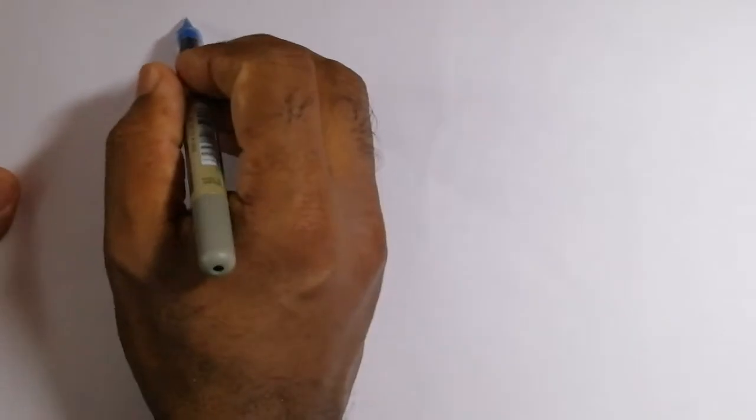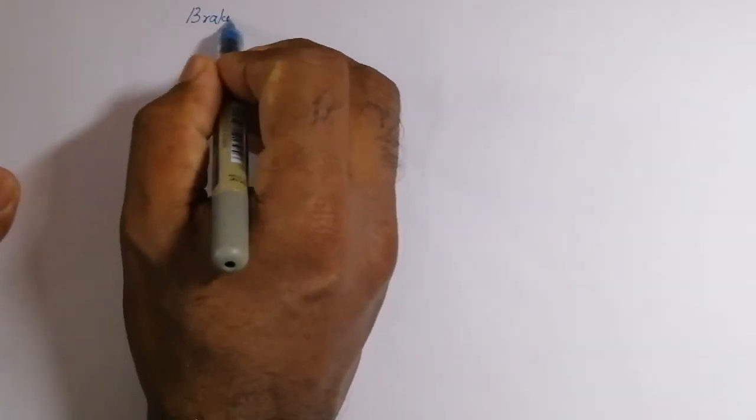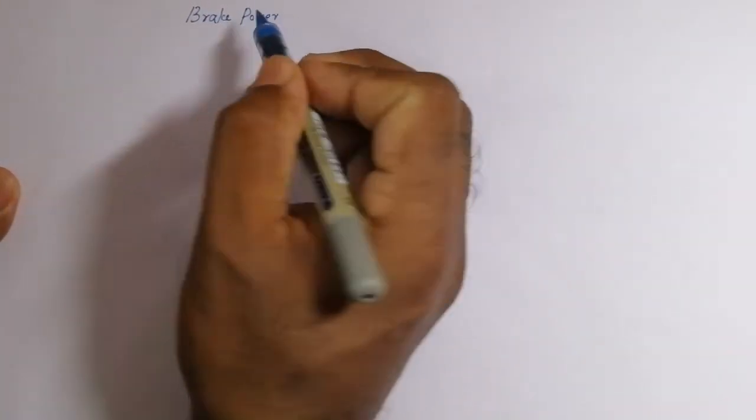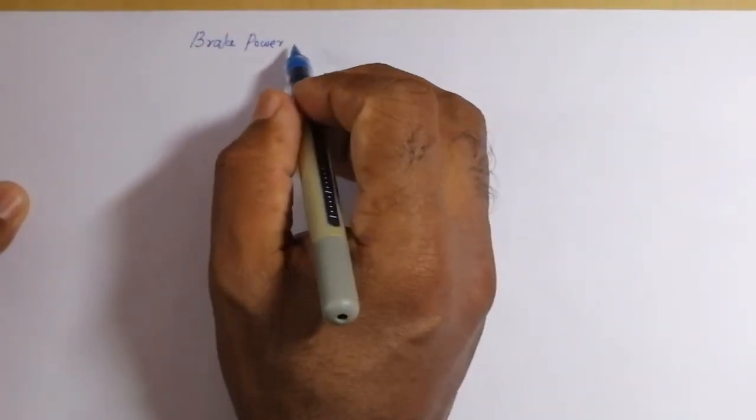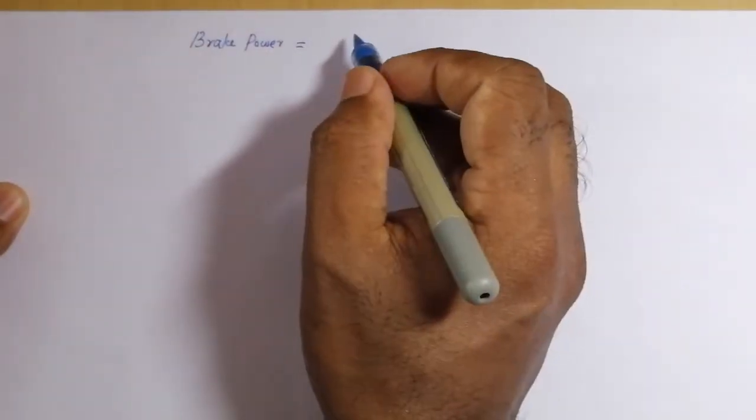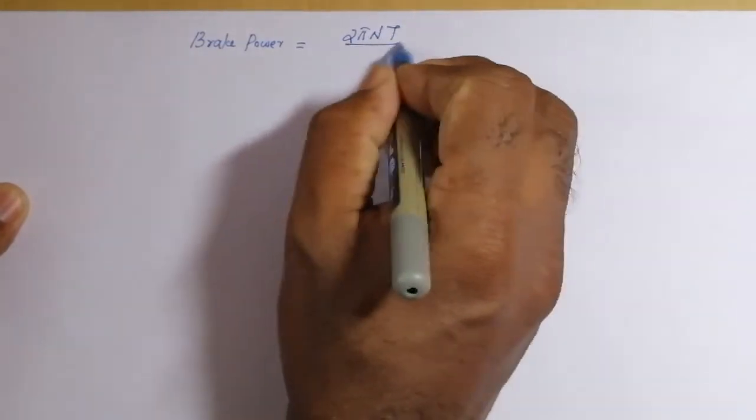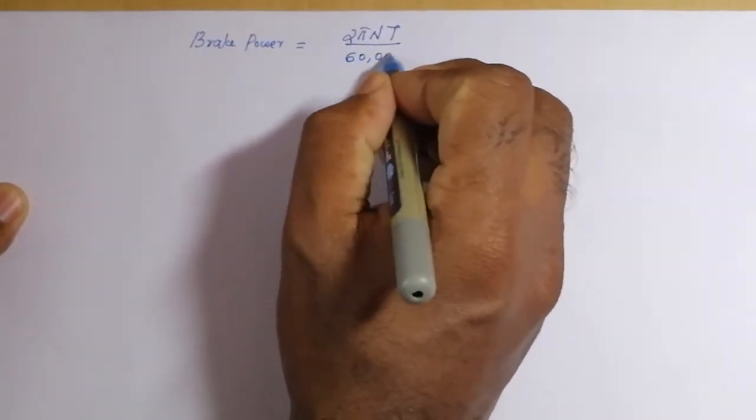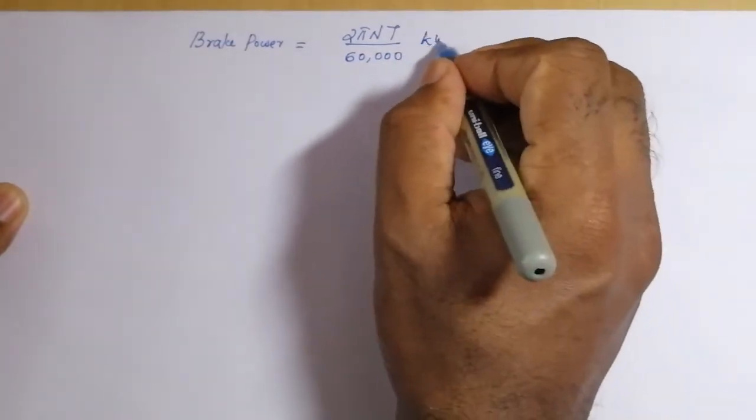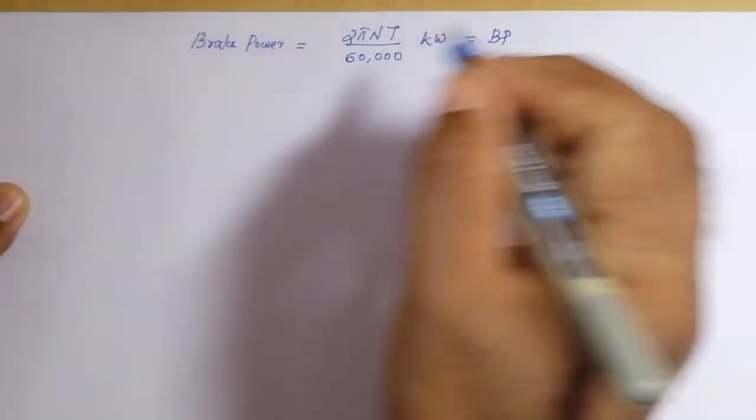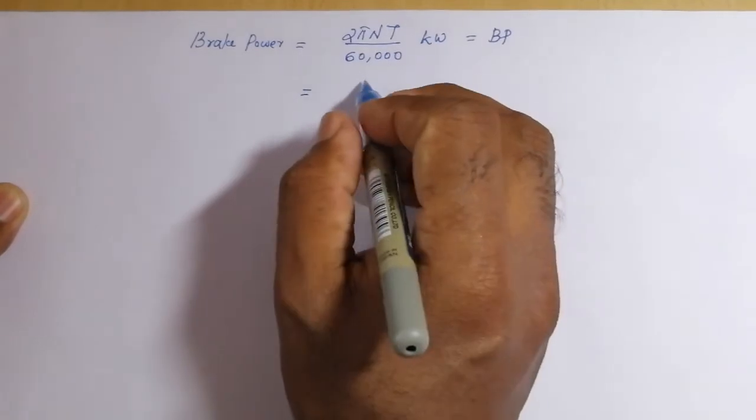So we need to find out the brake power of the engine. So brake power എന്ന് പറയുന്നത് brake power is equal to 2 pi NT divided by 60,000 kilowatt. So this is the brake power equation. So all values we know, we are substituting.